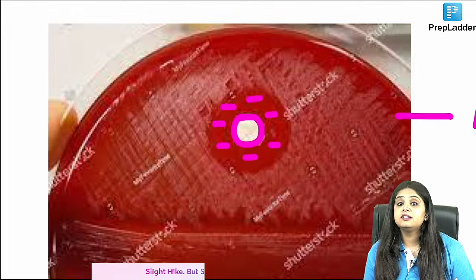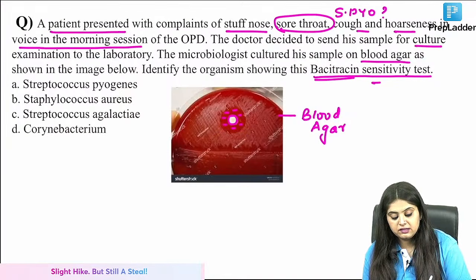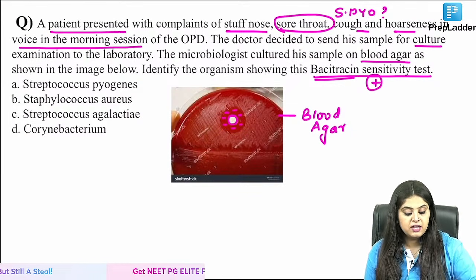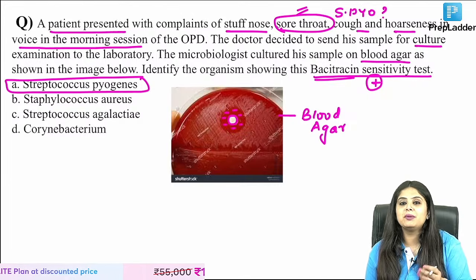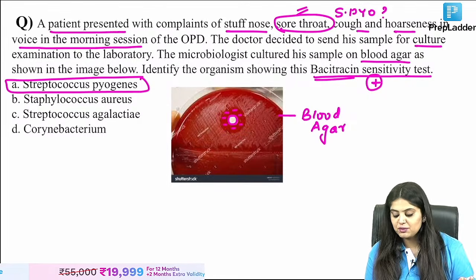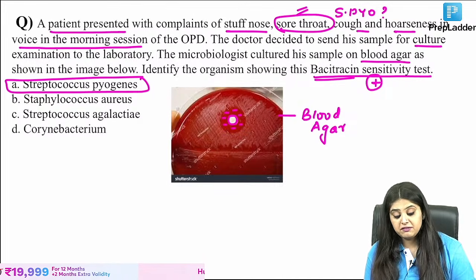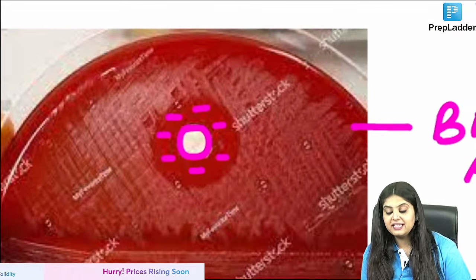Oh, bacitracin is sensitive. As soon as they say bacitracin is sensitive, I will think of Streptococcus pyogenes. Anyway, even if I had gone by the sore throat logic, it was Streptococcus pyogenes. Many of you are saying wide zone of hemolysis, but here you did not have to look at hemolysis.